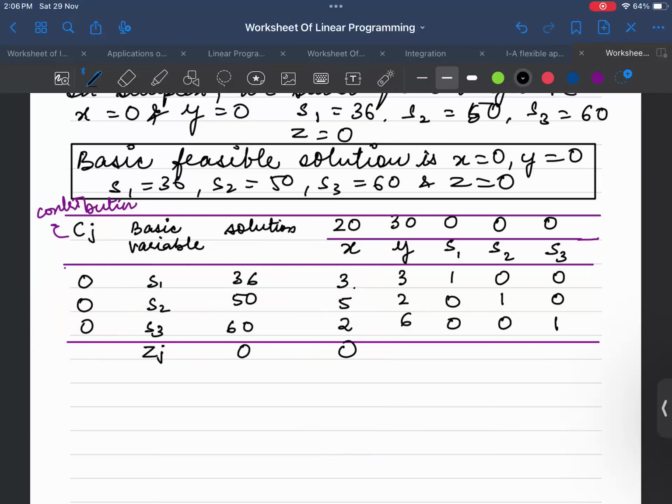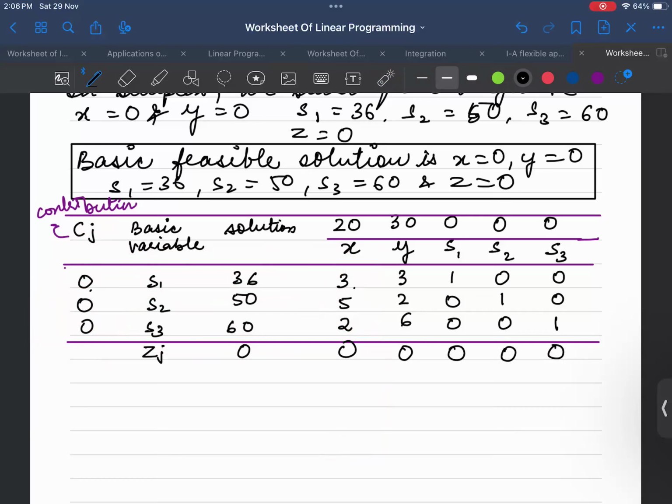In the same way, it would also be 0: 3 into 0, 2 multiplied by 0, 6 multiplied by 0. Then all adding up, this comes out to be 0. In the same way, 1 multiplied by 0 is 0, plus 0 plus 0, 0. Same way 0, same way 0.